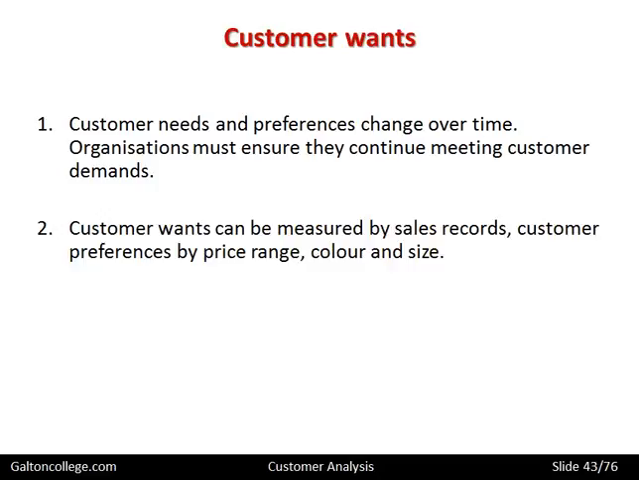Customer wants can be measured by sales records and customer preferences by price range, colour and size. We do have a status thing. We do have a status issue as customers. Brands may be an issue. We want a particular brand because it says something about our status. It says something about who we are and where we are in the community and where we are in society. The brand is expensive. The brand shows us off in a particular light.